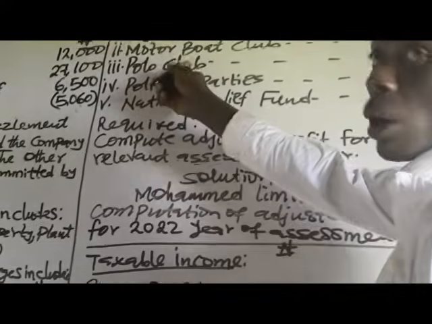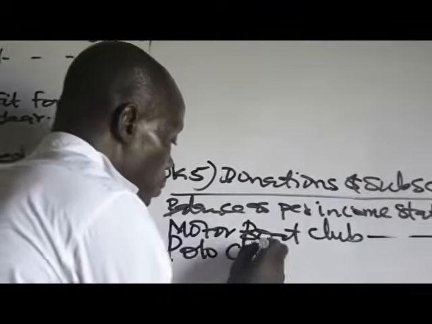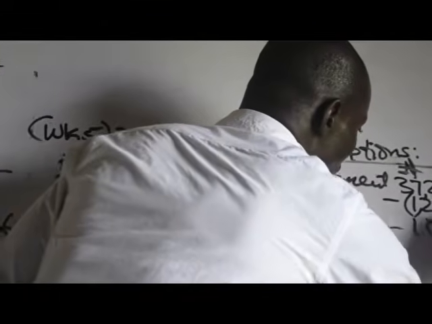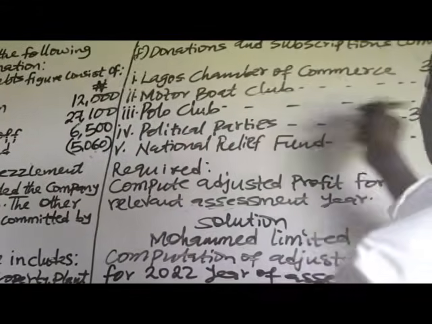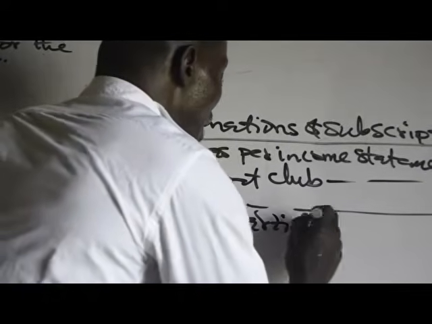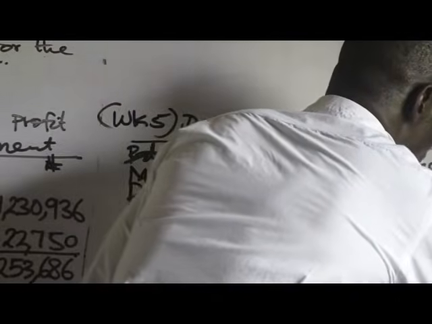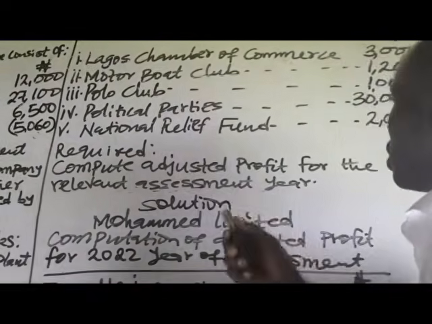Then we have Polo Club. Donation to Polo Club, that is 1,000. It's not approved. It's not among the list of approved bodies. Then we also have political parties, 30,000. It's not among the list of approved bodies. Political parties, and that amounted to 30,000. Then we also have national relief funds, 2,000, and that is among the list of approved bodies, so we ignore that.